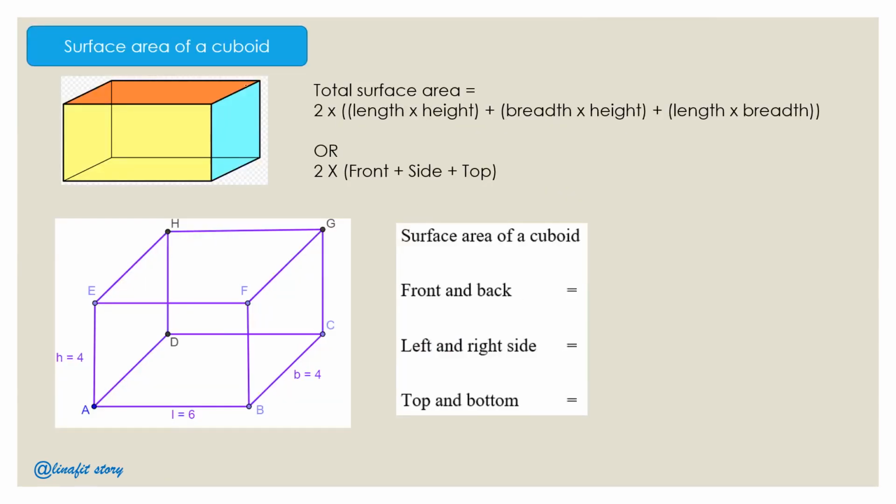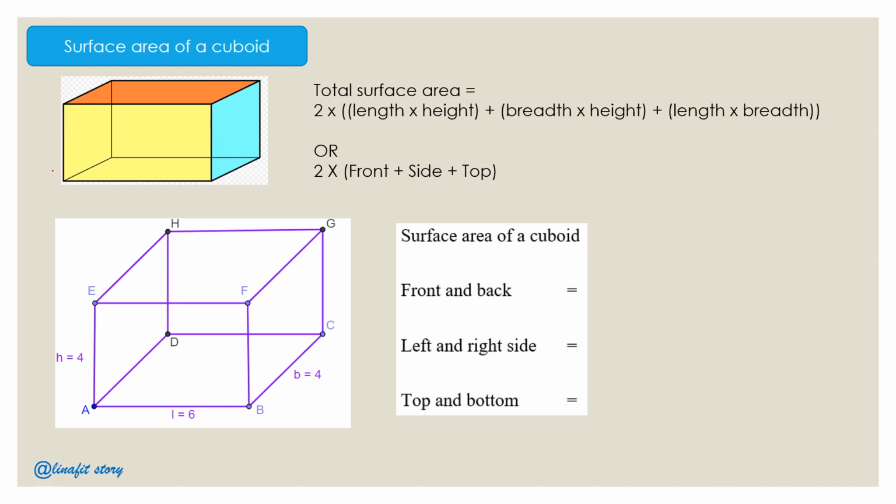How to get the surface area of a cuboid? 2 times length times height plus breadth times height plus length times breadth, or 2 times front plus side plus top. So for example over here, how to find the surface area of this cuboid?